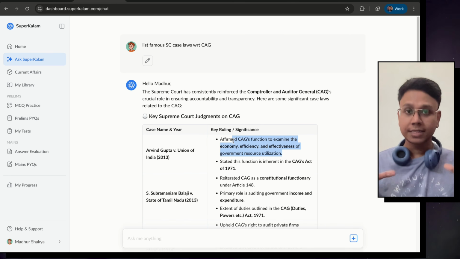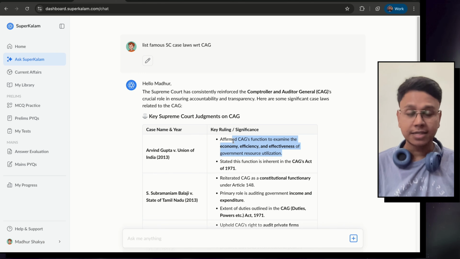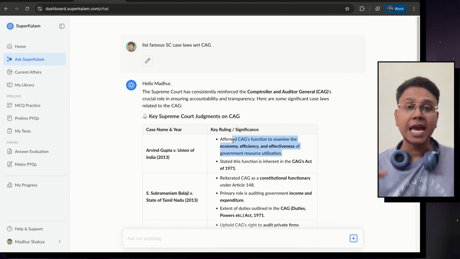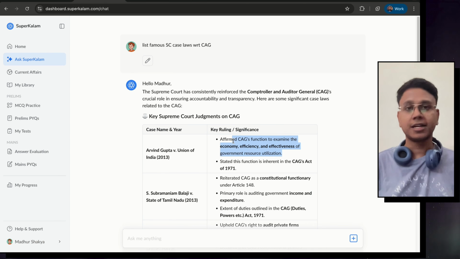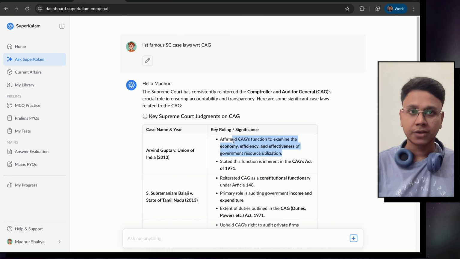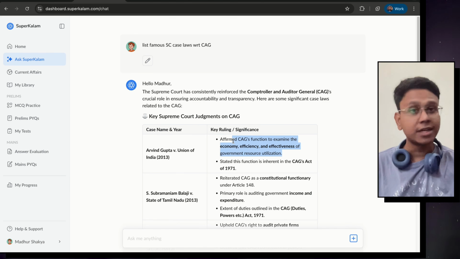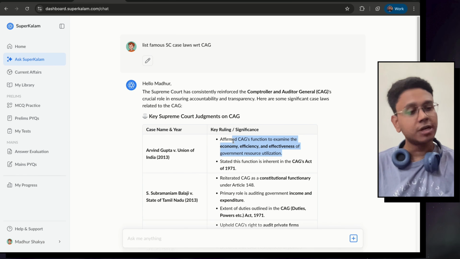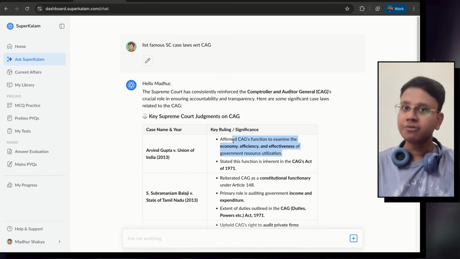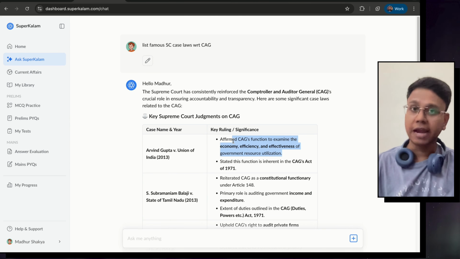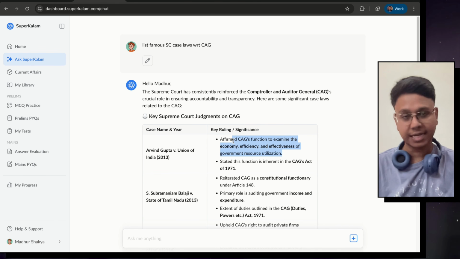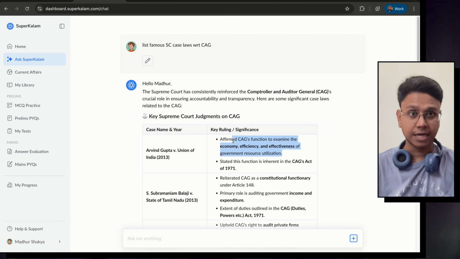So the next task for you all is that whenever you start writing a polity-related answer, just brainstorm a bit and then write and get it evaluated at SuperKalam. Simple, right? I'll give you one more homework. Last session's homework was not done by any one of you, so I'll not discuss that question. I'll give you one more question this time, and if you attempt it, I will discuss it. Otherwise, I will not discuss it in the next class. Be very serious, guys. Right?